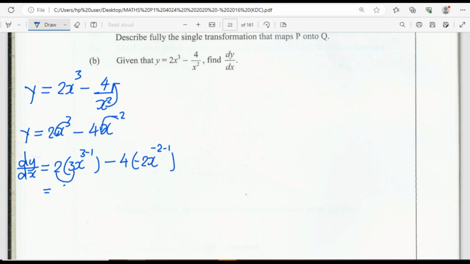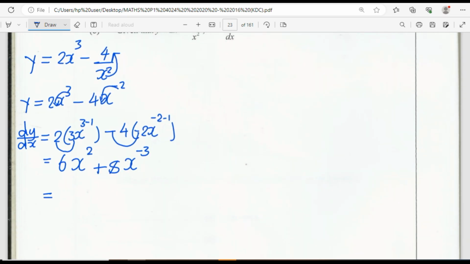So 2 times 3 will give us 6. X raised to the power 2. 3 minus 1 is 2. Then negative 4 times negative 2 will give us positive 8. X raised to the power negative 3. Same signs, we add and maintain the sign. Then our final answer, whenever the power is negative, you leave your answer by making it a positive index where we take our x back to the bottom. So this becomes 8 over x raised to the power 3. So this is the required answer.